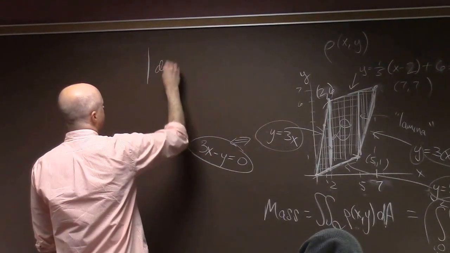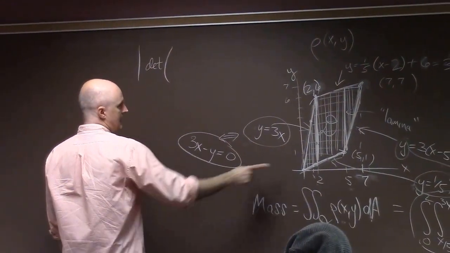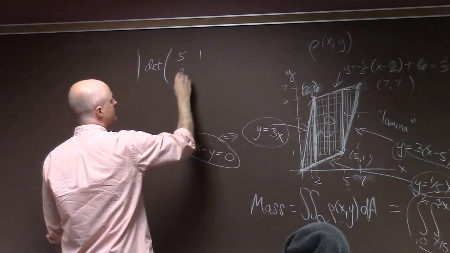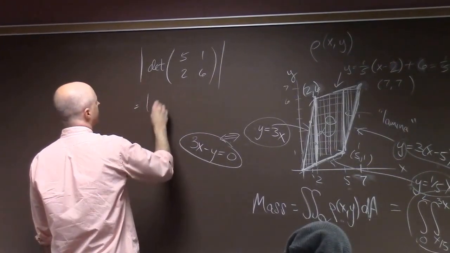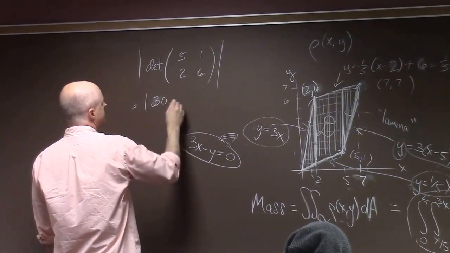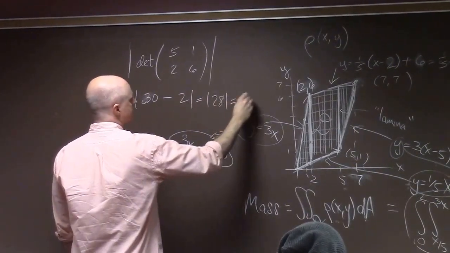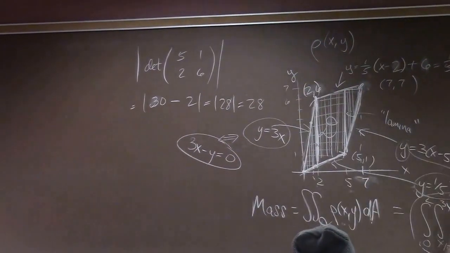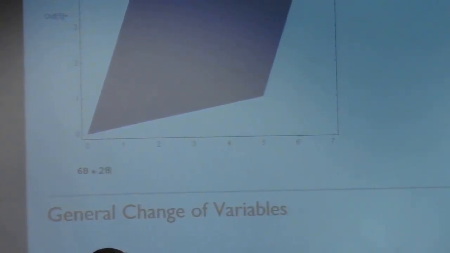So take the absolute value of the determinant of the matrix formed, again, by taking these two position vectors, (5,1) and (2,6), and putting them in the rows of this matrix. 5 times 6 is 30, 2 times 1 is 2. The answer is 28 for the area of this parallelogram. So therefore, my estimate for the value of the integral is going to be about 68 times 28.